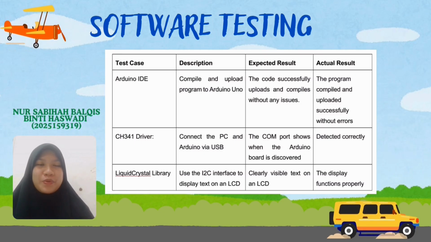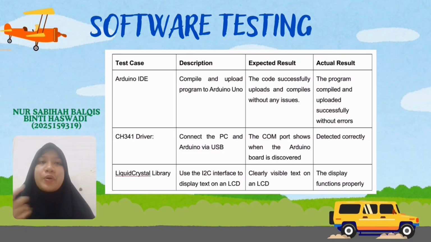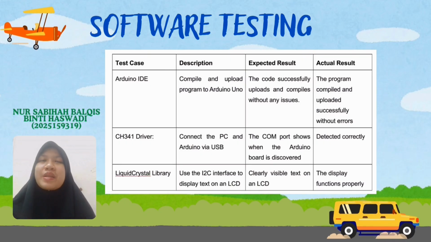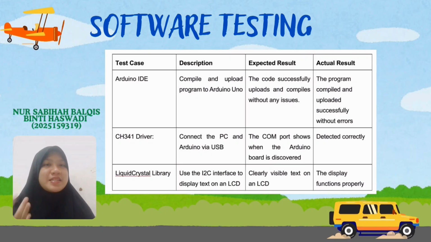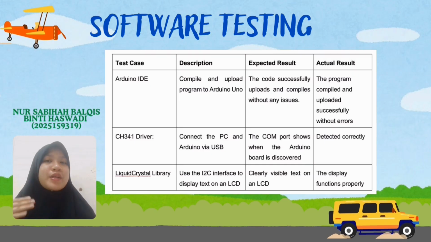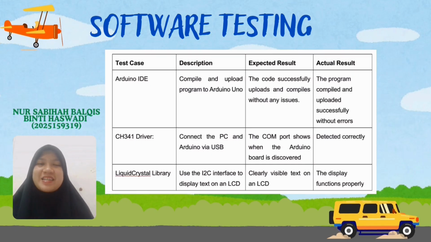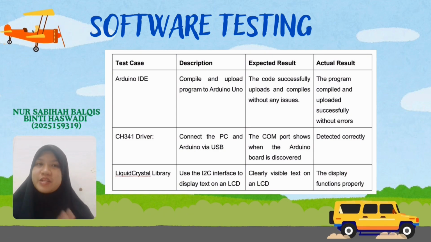The servo motor was tested to confirm that it could open and close the parking gate smoothly in response to sensor input, while the LCD was tested to ensure that it could clearly display system information such as the available parking slots and warning message.